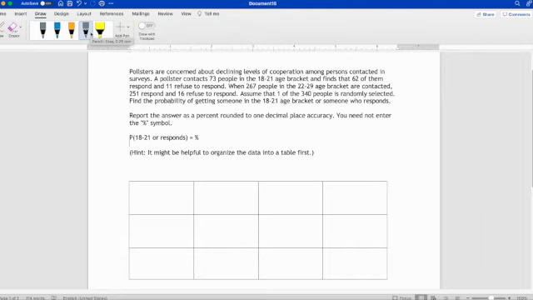And then 267 people are in the 22 to 29 age bracket that are contacted. 251 respond and 16 do not. Assume that 1 out of the 340 people is randomly selected. We're going to find the probability of getting someone in the 18 to 21 age bracket or someone who responds. So that is a lot of information thrown at you at once.